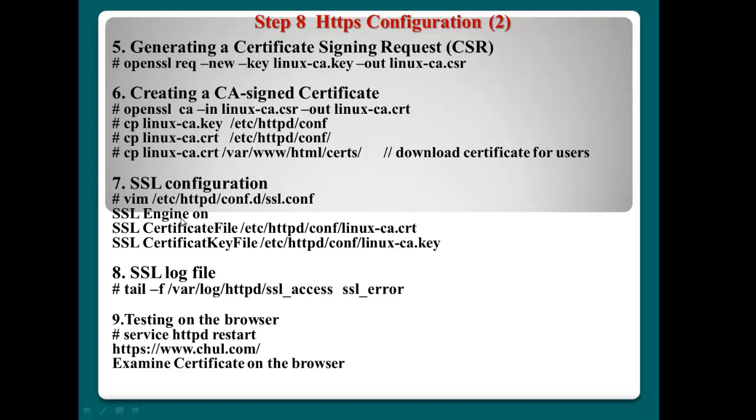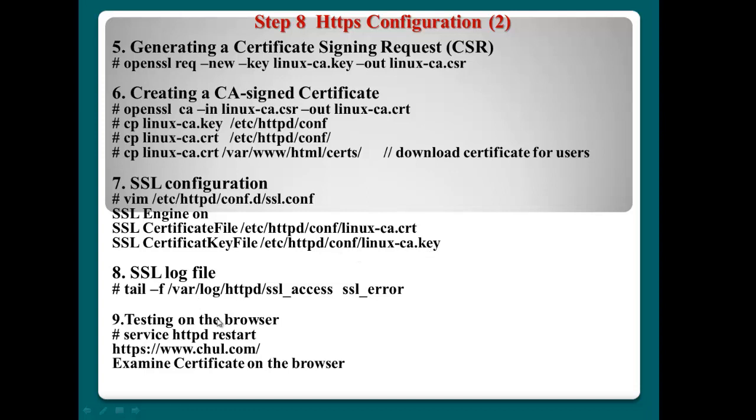And after that, number 7, SSL configuration. Here in ssl.conf, you only need to configure 3 lines. SSLEngine on means to activate the SSL engine. And after that, the certificate file, in my case Linux-CA.crt, and the private key Linux-CA.key, like this.